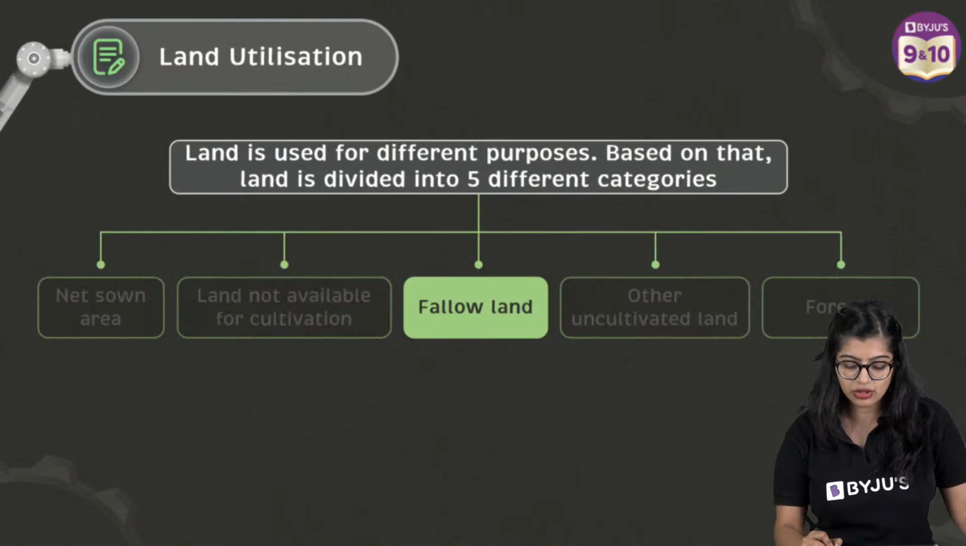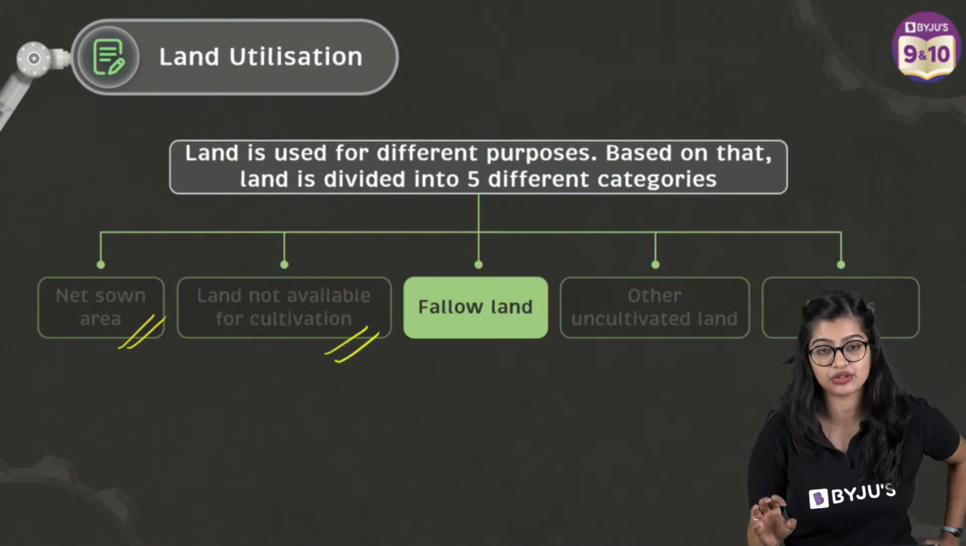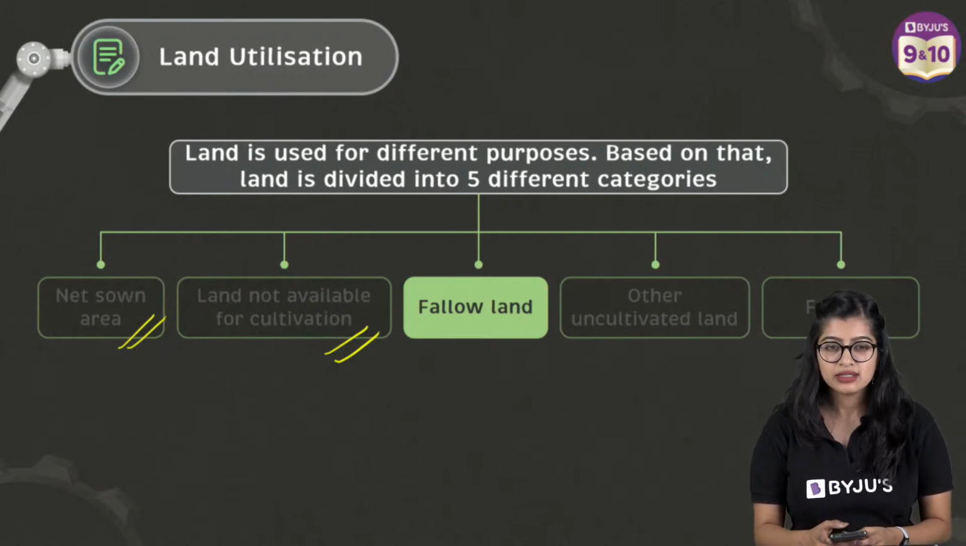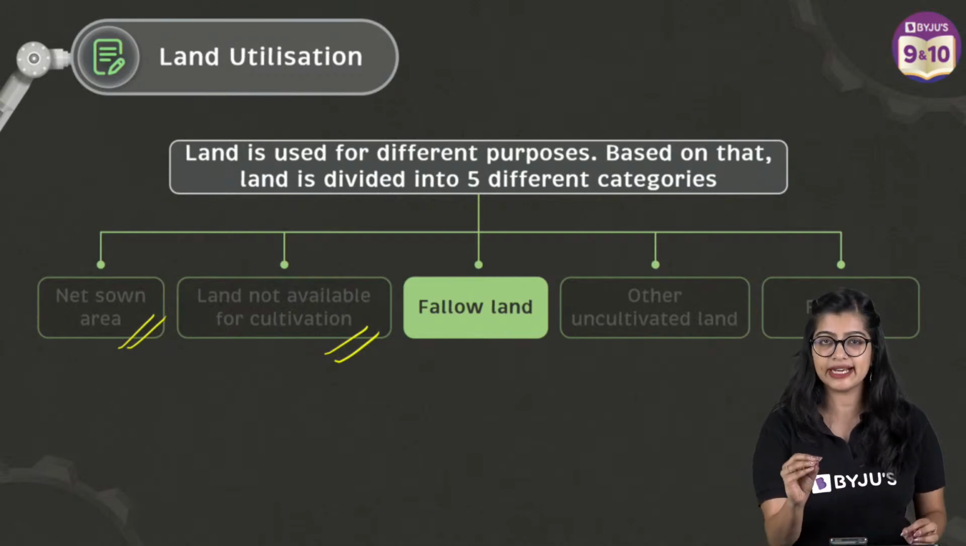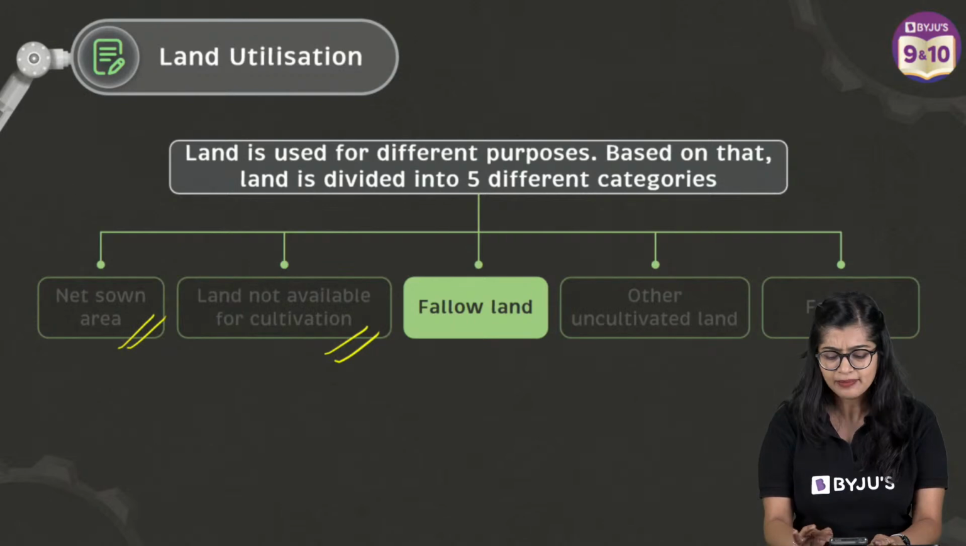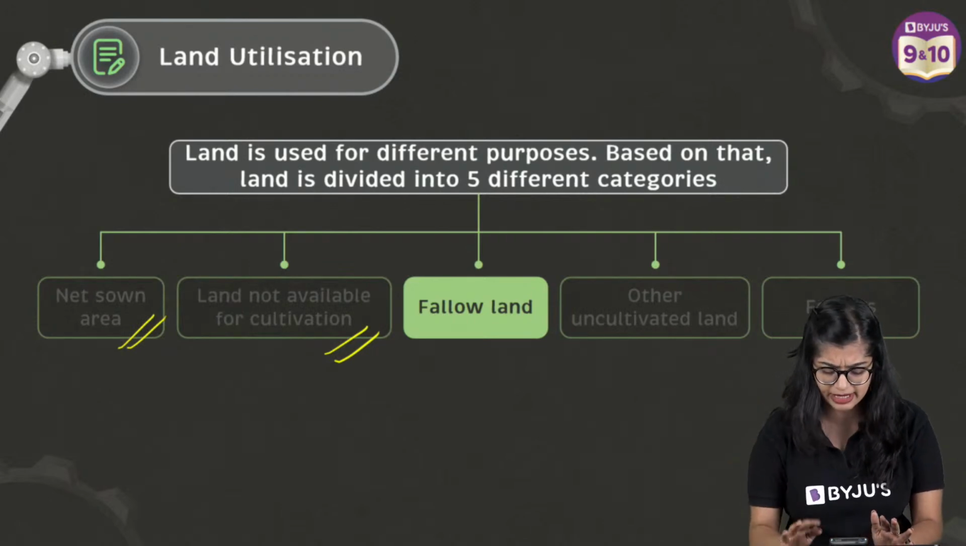So with this, we have covered two very important topics, that is net sown area and land not available for cultivation. So far, are we feeling a little more confident? Okay, ma'am, this is not actually very tough. You told me to focus on some of the definitions, and when you told me to focus, this has become easy. Yes?